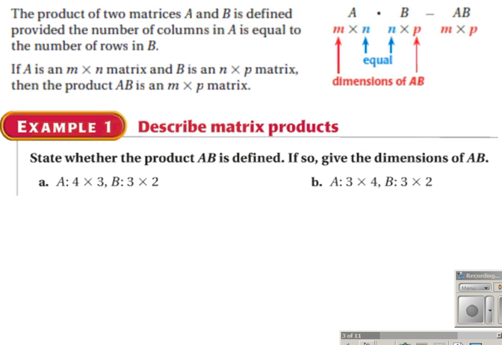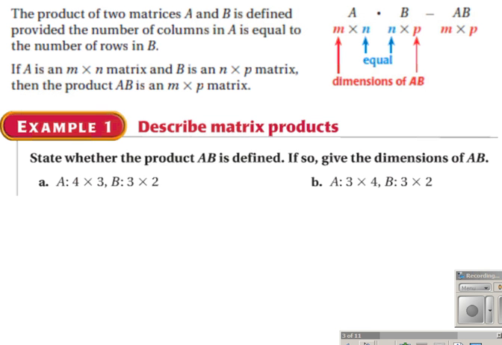So, in order to multiply matrices, we have to make sure that we're able to multiply the two matrices we're given together. When we looked at adding and subtracting, we had to make sure that they were the same dimensions. However, that's a little bit different from multiplying. In order to multiply two matrices together, they don't have to be the same size, but they do have to meet a certain set of requirements.